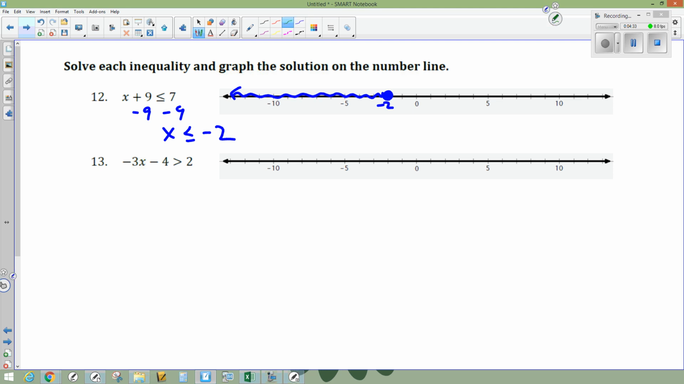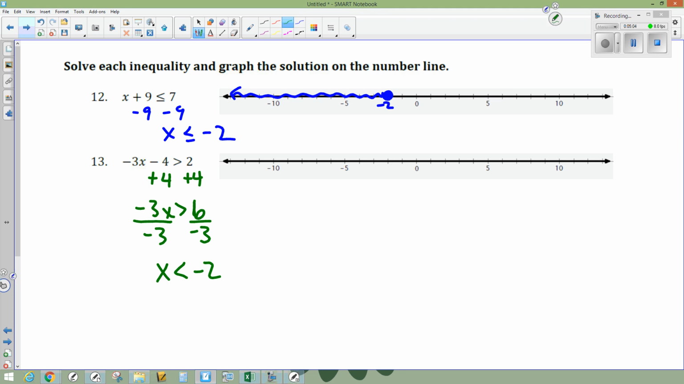Okay, so let's look at number 13. Same process. If we add 4, we get negative 3x is greater than 6. And then I need to divide by negative 3. Now this is something that we should remember that we've talked about. When we divide or multiply by a negative, that's going to end up flipping our inequality. So I get x is less than negative 2. Our inequality sign changed directions.